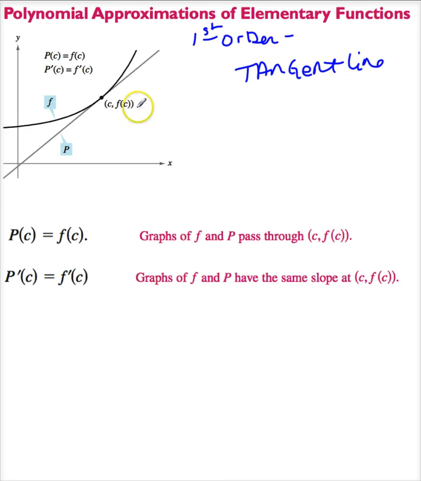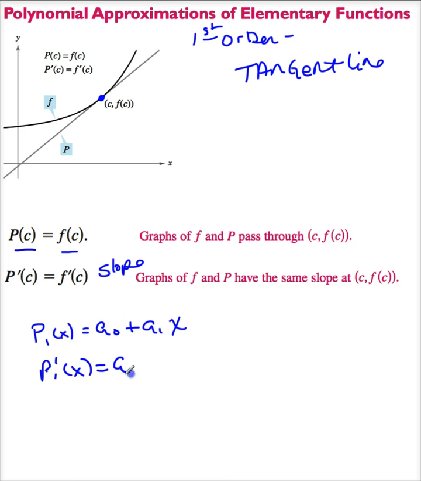Now we needed the following two conditions. The function at the point we're expanding about has to equal the polynomial at that point. So both graphs have to pass through the same point, and they have to have the same slope at that point. Now, a first order polynomial, P1 of x, is going to be a0 plus a1x. So P1 prime of x is just a1.